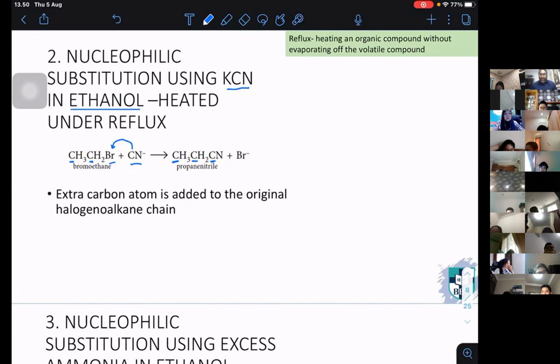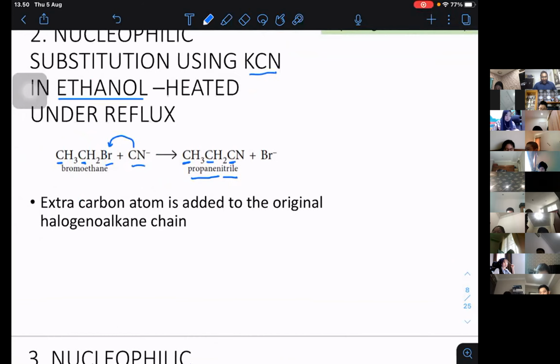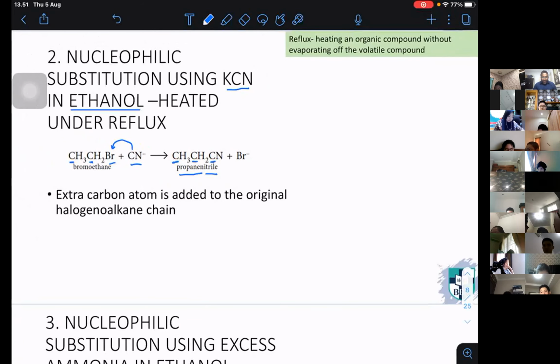So when you want to name this, it's going to be 3 carbon, propane, and you just add nitrile. Whenever there is a CN group, you just put nitrile. So propane nitrile. This is going to be very important because when you have KCN, you are adding to the number of carbon.